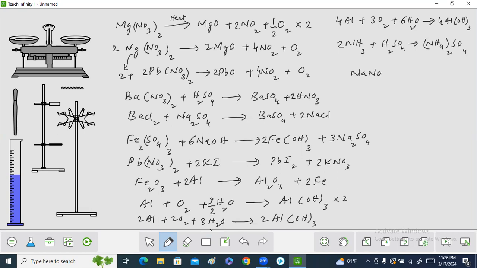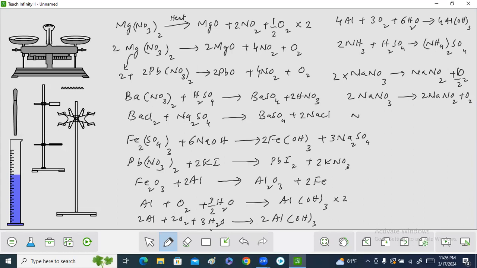Now, if we have another equation in which sodium nitrate decomposes to give sodium nitrite plus oxygen gas. So two, three oxygens, we can put 1 by 2 here, then multiply with 2 to get the final equation. So 2NaNO3 gives 2NaNO2 plus O2. So this is the balanced chemical equation.